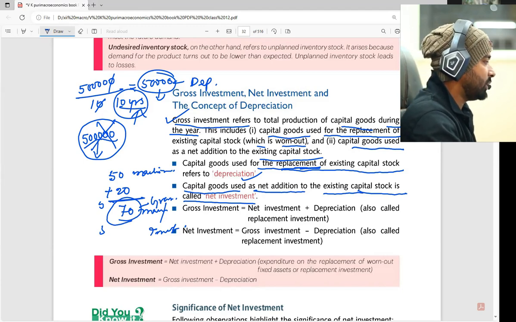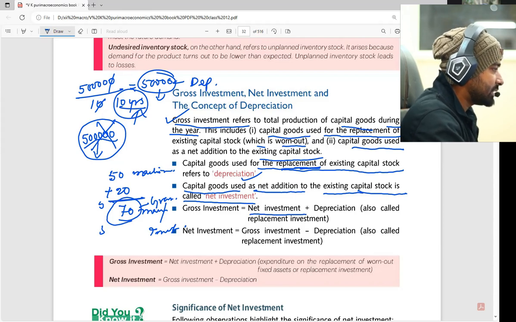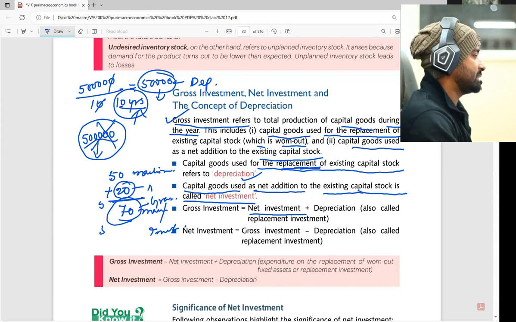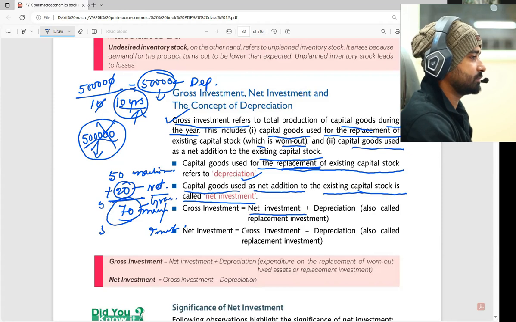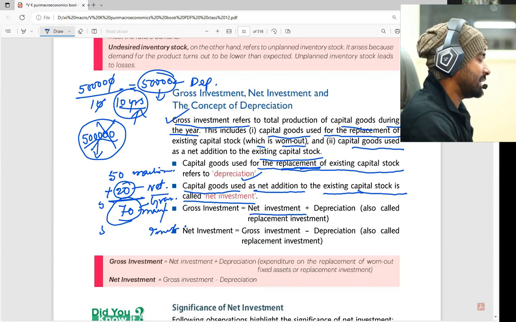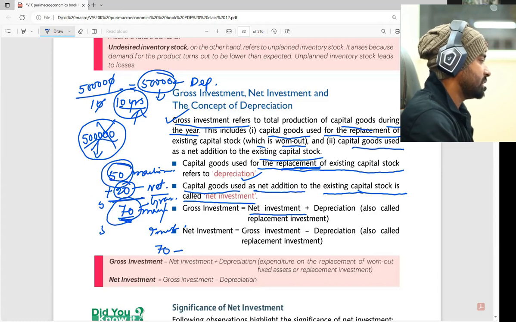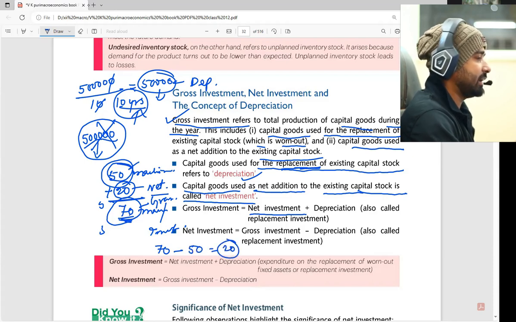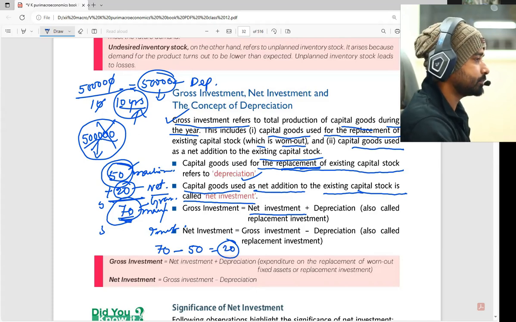Fine, sir. Now, the net investment is nothing but what? Only 20 addition has been done this time. This 20 is known as the net investment. Now, how can I get that net investment? If you have the gross investment of 70 and the opening one, that is the existing one, then gross investment minus opening, 70 minus 50 equals 20, is the net investment. I hope that's clear.